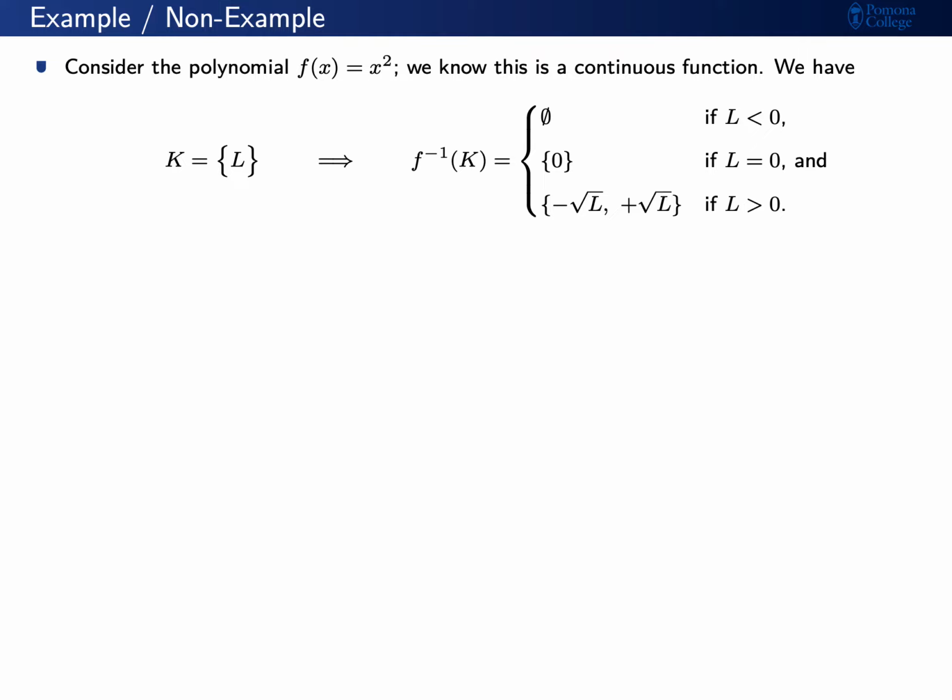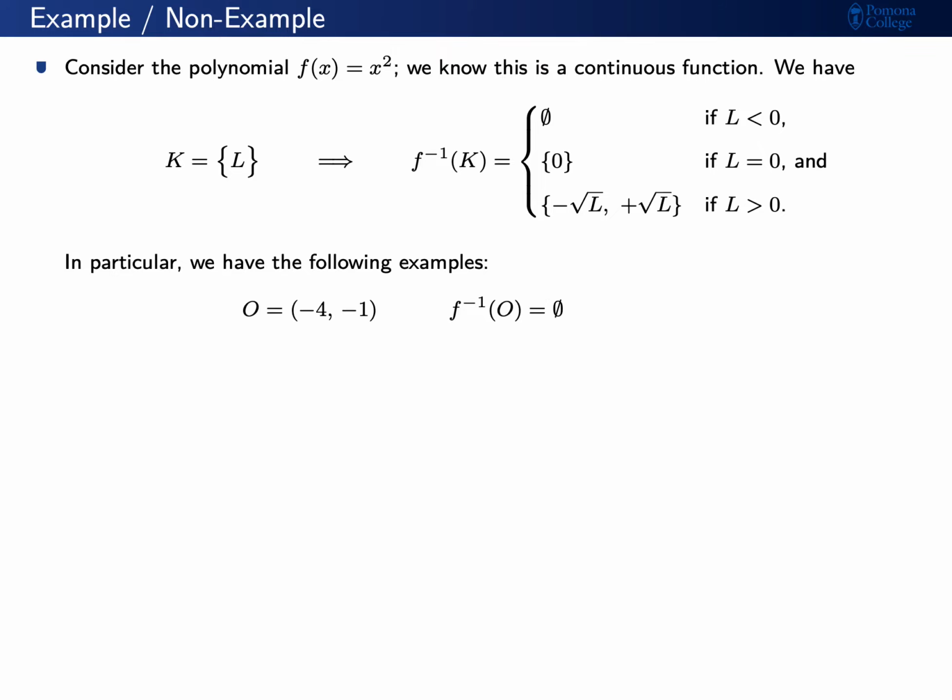When L equals 0, there's only one real number x such that x squared equals 0, so we see that f^{-1}(K) in this case is just the singleton set consisting of 0. Finally, if L is positive, we know that there are two real numbers x such that x squared equals L, namely plus and minus the square root. So in this third case, we actually see that f^{-1}(K) consists of two elements. In particular, we have the following examples.